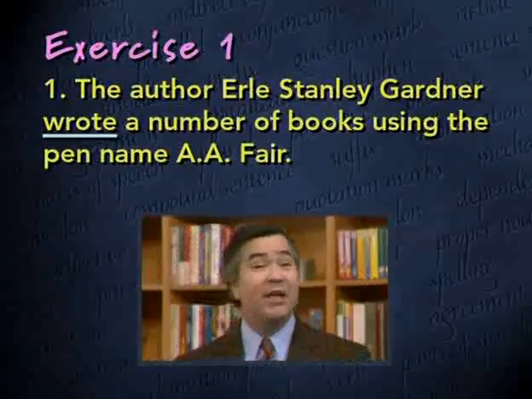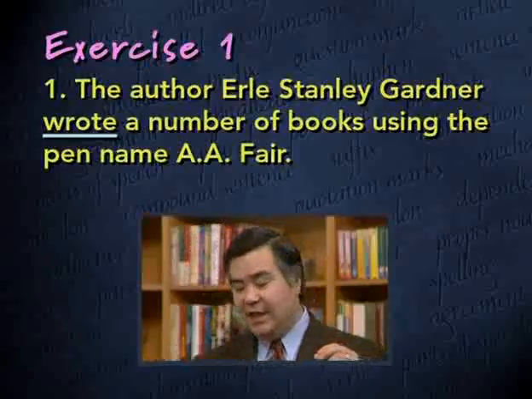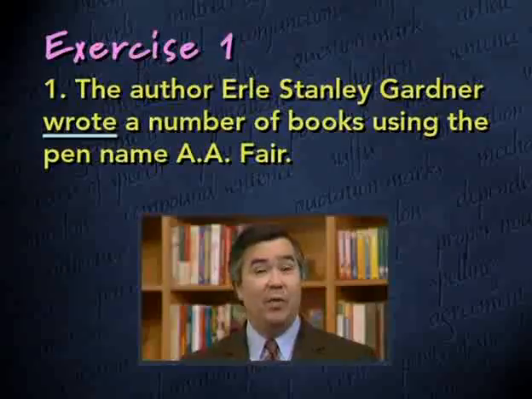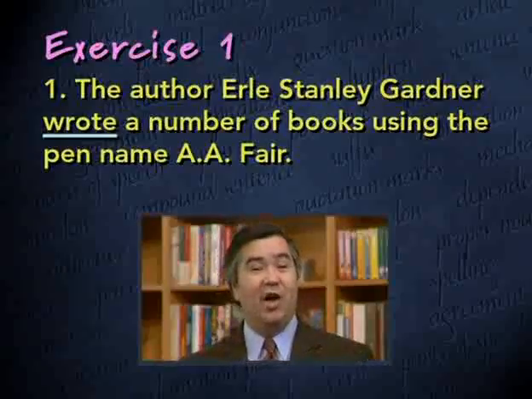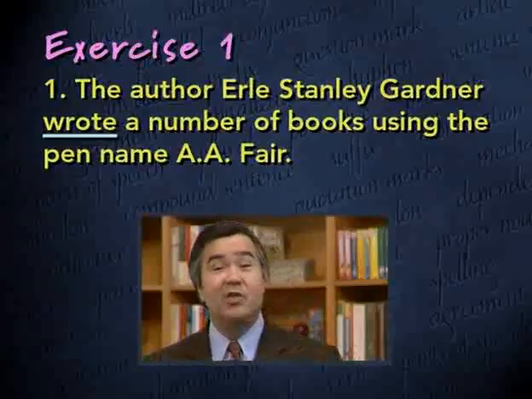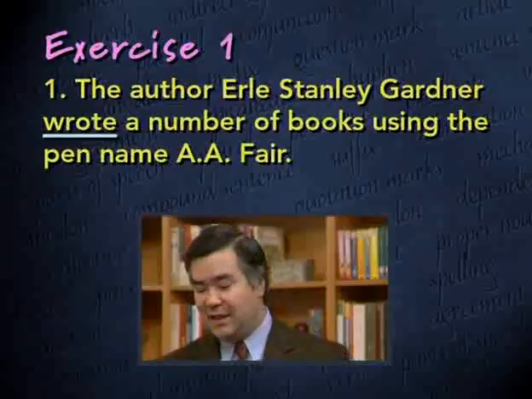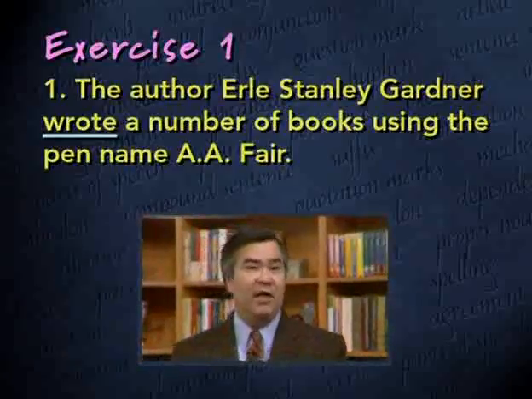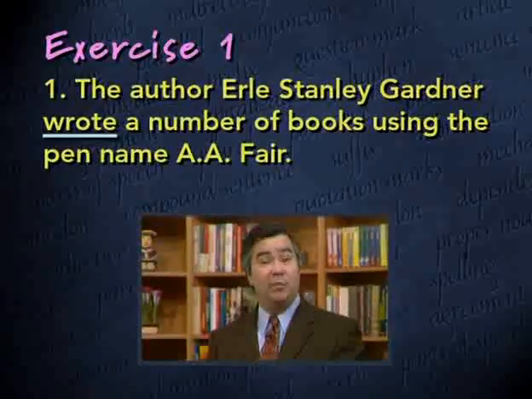It is telling us something that the author Erle Stanley Gardner did. And is there anything in the sentence which receives the action of the verb wrote? That is, does the sentence tell us something that Erle Stanley Gardner wrote? The answer is yes. There is something that receives the action of the verb in this sentence. It's the word number. Or to give the entire phrase, it's a number of books. That's what he wrote. He wrote a number of books.